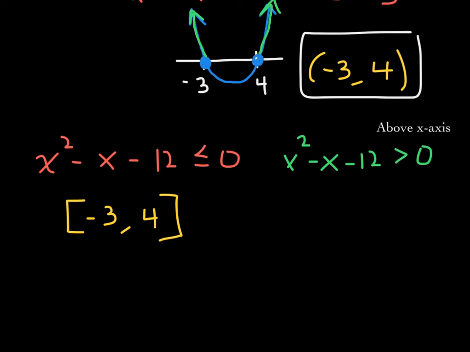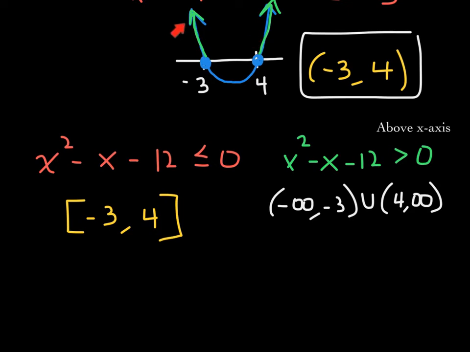So then your final solution would be from negative infinity all the way to negative 3, union from 4 to positive infinity. There's two different intervals here because there's two different branches or two different intervals over which the parabola is above the x-axis.